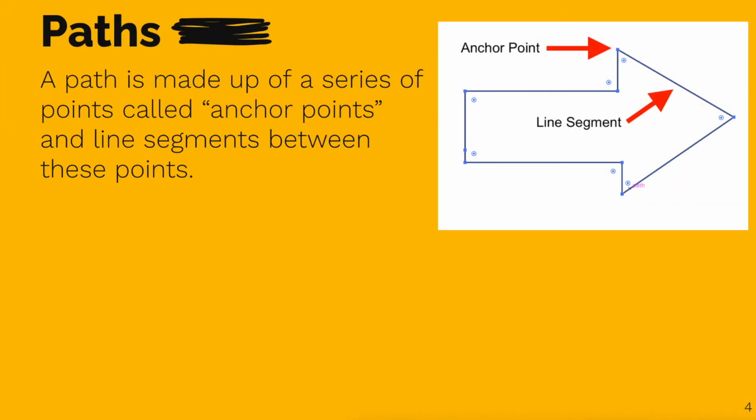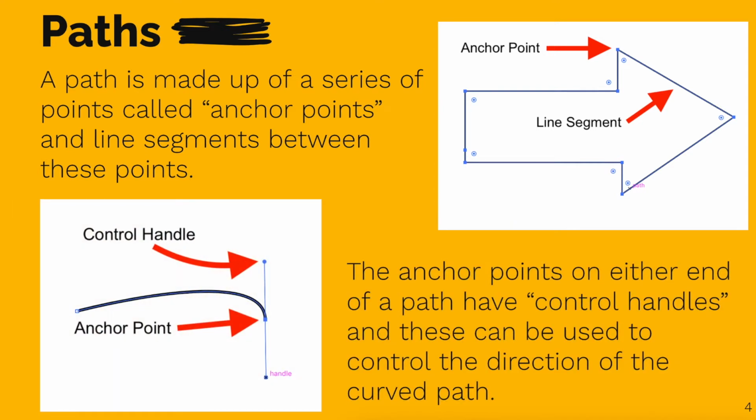A path is made up of a series of points called anchor points, as you can see pointed by the red arrow. And line segments are between these points, as with the other red arrow. The anchor points on either end of the path have control handles, and these can be used to control the direction of the curved path if you decide to make a path curved.